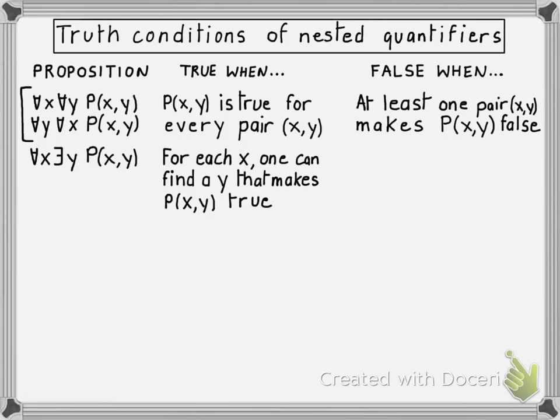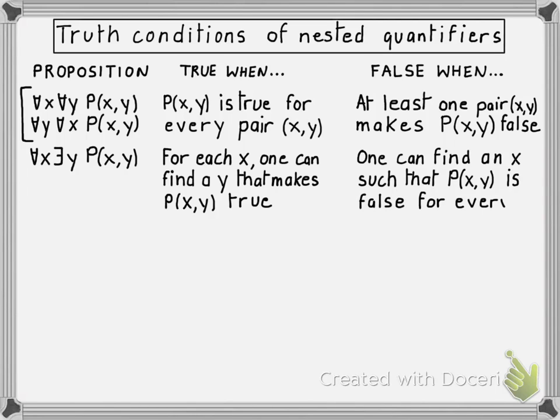Now, under what conditions is this proposition false? Well, again, one way to do it is to consider the negation of this proposition and then to move the negation past the quantifier. So what you get is: there exists an x such that for all y, not P of xy. In other words, the negation of this proposition is true, or this proposition is false, when there exists at least one value of x for which P of xy is false for every y in the domain.